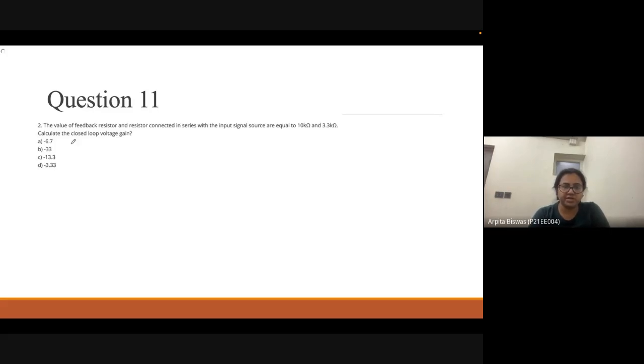The value of a feedback resistor and a resistor connected in series with the input signal source are equal to 10 kilo ohm and 3.3 kilo ohm. So calculate the closed loop voltage gain. First option is minus 6.7. The second option is minus 33. The option C is 13.3 and the option D is minus 3.33. So please calculate it.